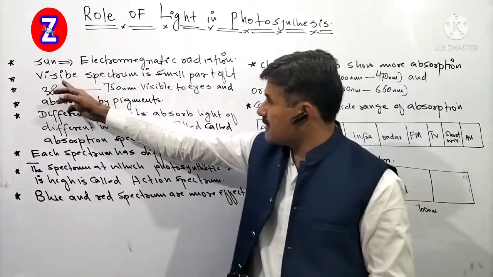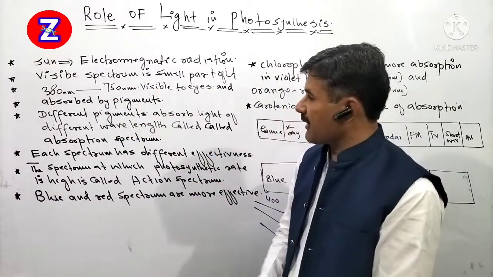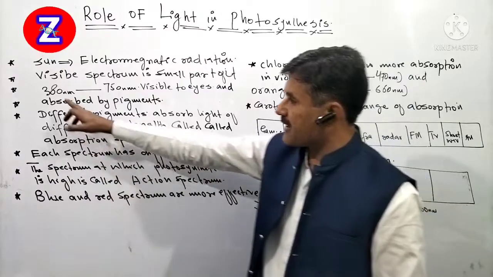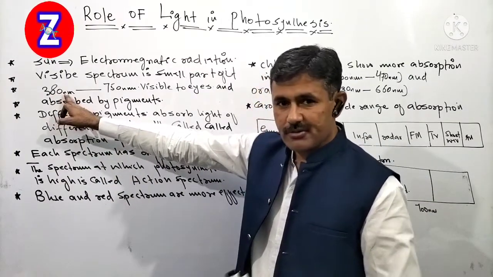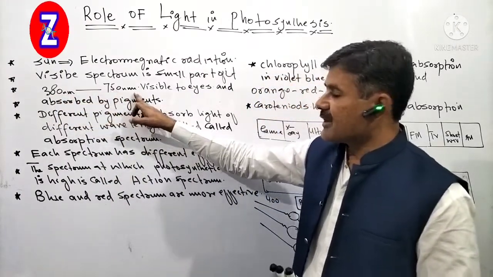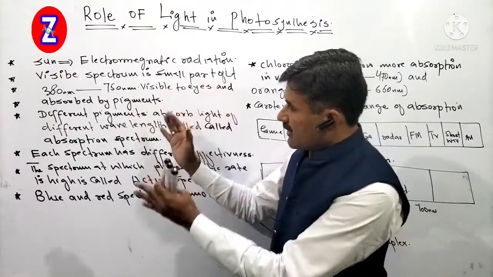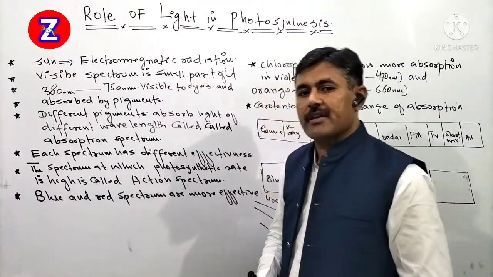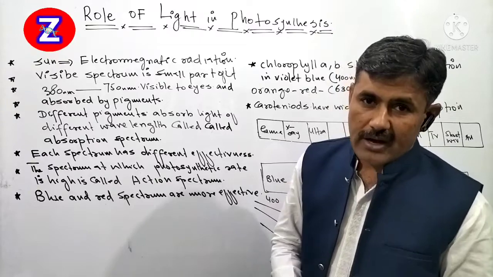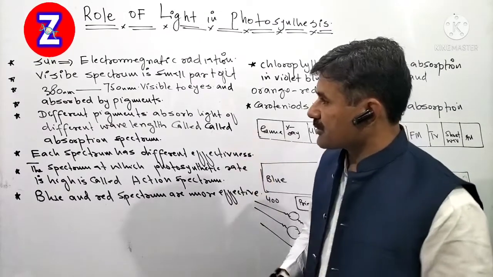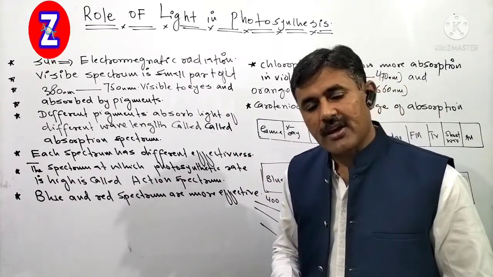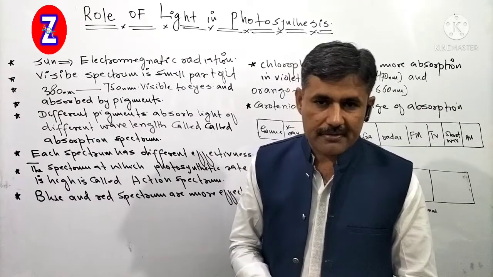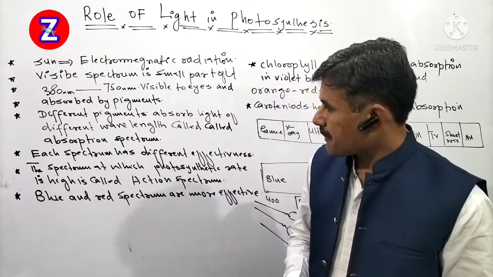And that visible spectrum is in a specific wavelength range that measures generally from 380 nanometers to 750 nanometers, and the energy or the light of this wavelength is not only visible to our eyes, but it is important for photosynthesis as it can be absorbed by different kinds of pigments.